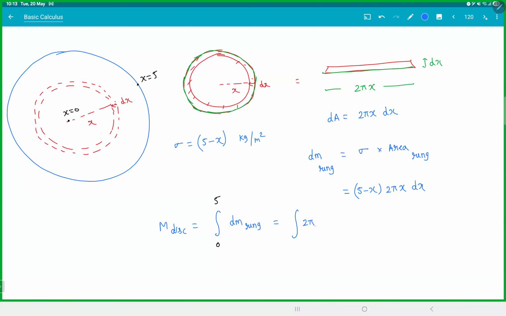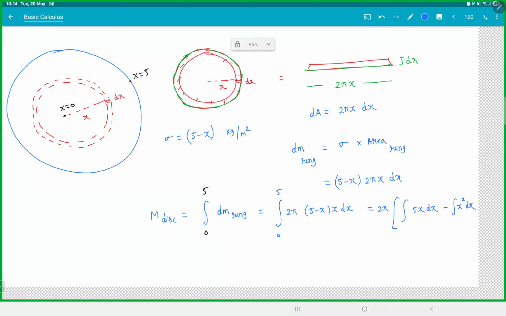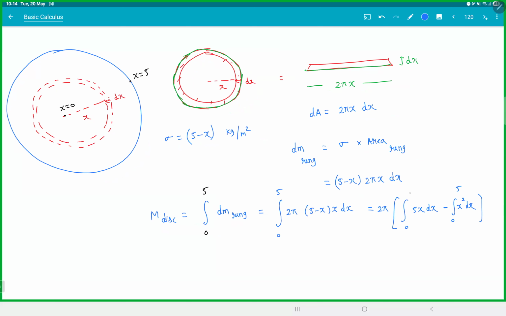This will be 2 pi into 5 minus x into x dx from 0 to 5. So take out that 2 pi common. Then you'll get 5x dx minus integral x square dx. Limits will be 0 to 5 and 0 to 5. So this will be 2 pi 5, that would be x square by 2, 0 to 5, x square dx is x cubed by 3, 0 to 5.